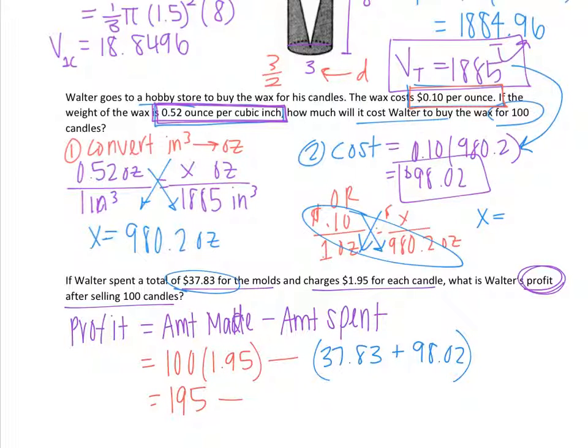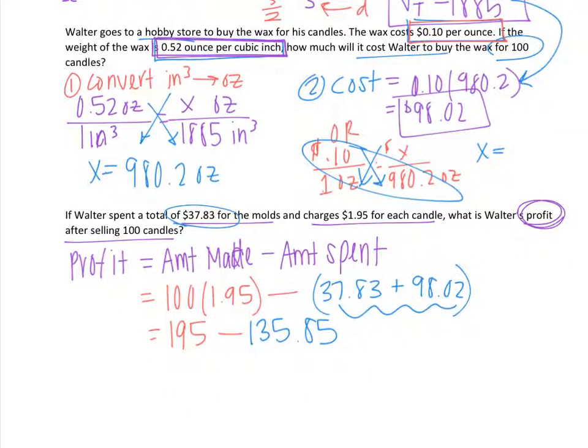But we have minus, combine these terms inside the parentheses, and you get 135.85. So his profit, when we subtract them, ends up being $59.15. So he makes about $60 after selling 100 candles. I don't know, you tell me if it pays off, I'm not sure.